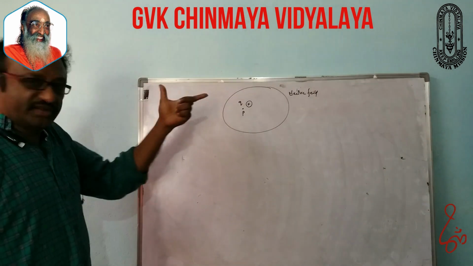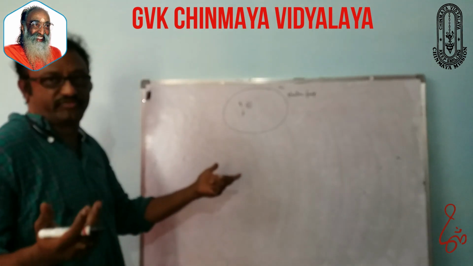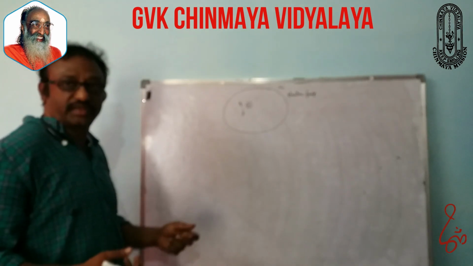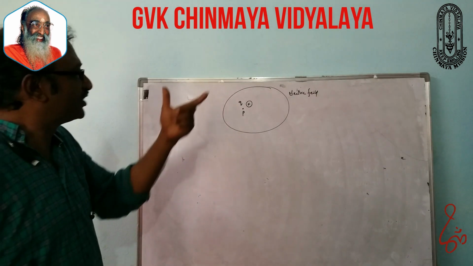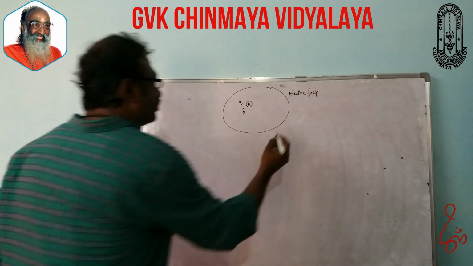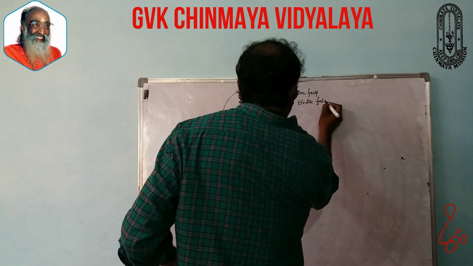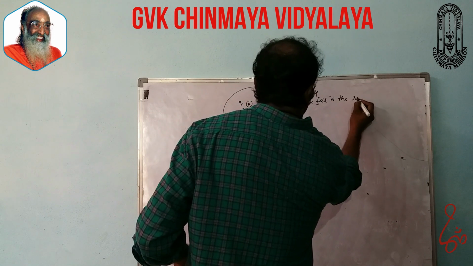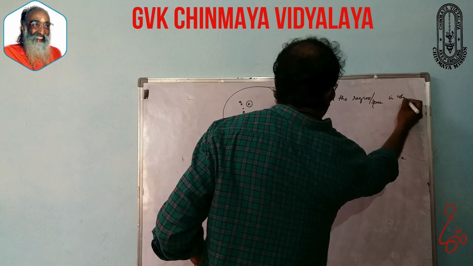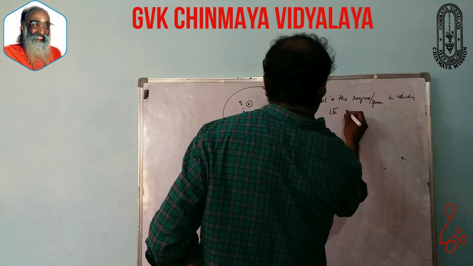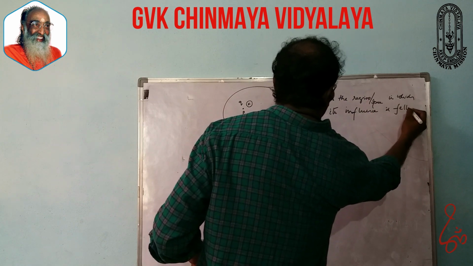So you can define the electric field as the region or space in which its influence is felt. Whose influence is felt? The field's influence is felt. So now you can write the definition like this: electric field is the region or space in which its influence is felt. Simple, right?